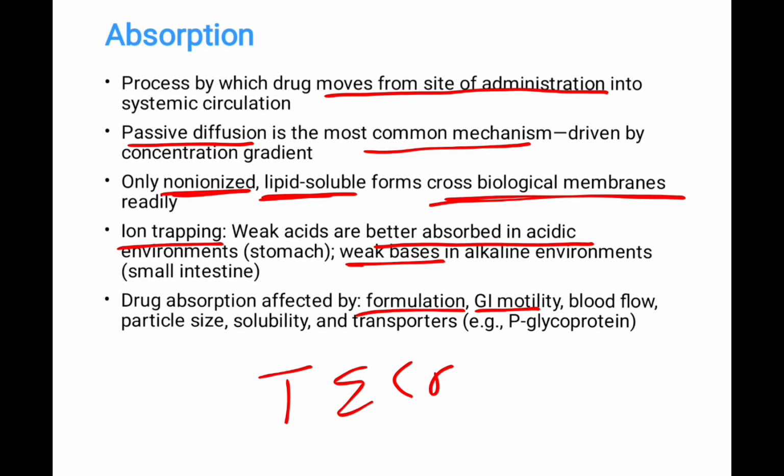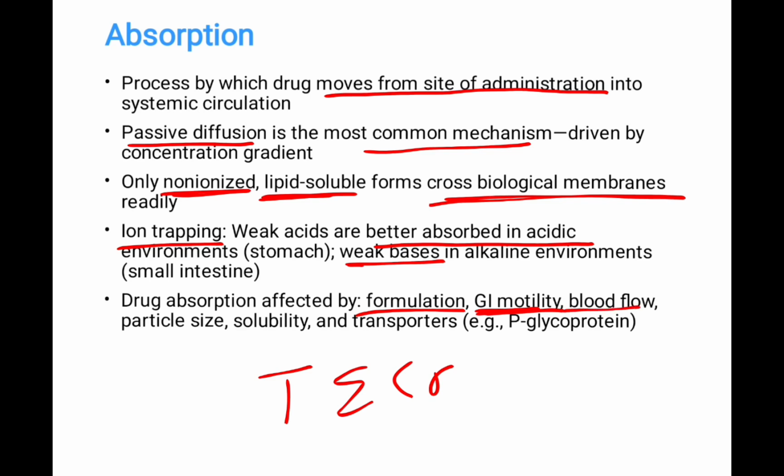GI motility also affects the drug. An increase in GI motility decreases the time it takes for absorption to occur. If there's an increase in the rate of peristalsis of the GI gut, peristalsis will push the drug into the large intestine to be excreted. So increased GI motility decreases absorption, while decreased GI motility increases absorption.